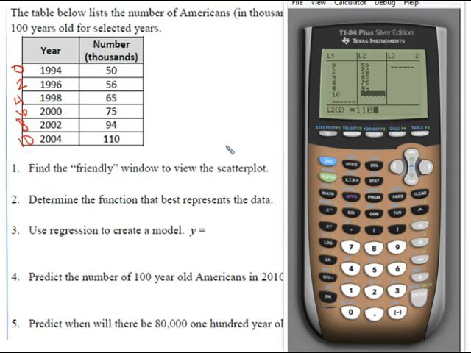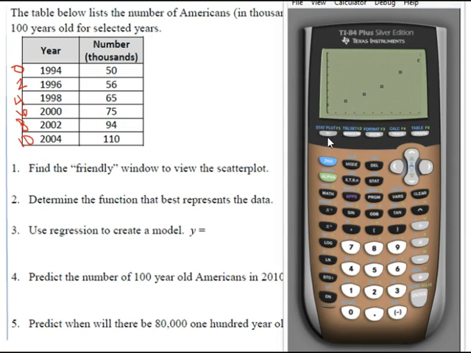The first thing we want to do is find a friendly window. So let's go to our window. And our x's are going from 0 to 10, so let's change that. And maybe we'll count by ones. Our y values are going from 50 to 110. Maybe I'll go a little bit lower than 50 and a little bit higher than 110. And let's say we count by tens. Okay, let's hit graph. So there's our data. Okay, there's our data points.